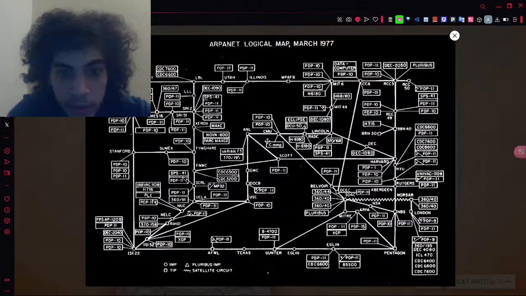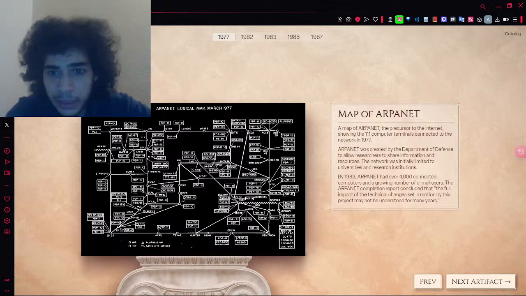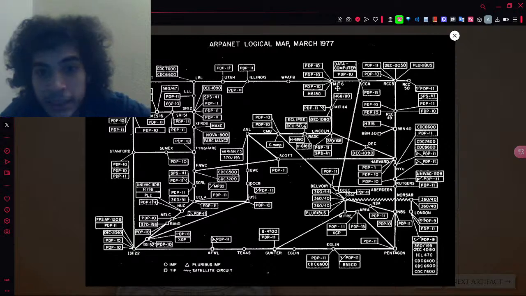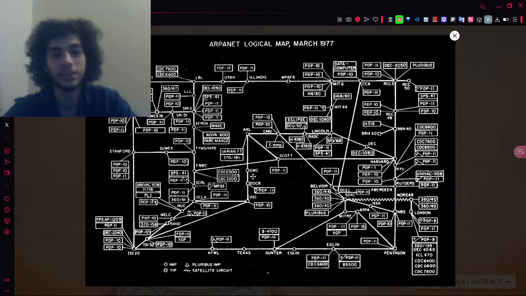Okay, ARPANET, the precursor to the internet. 100 shown, 111 computer connections of network in 1917. Wow. One in Hawaii, one in Utah. Wow. One in MIT. Oh my God. So it was like an internet over the whole country, ARPANET. Interesting, interesting.